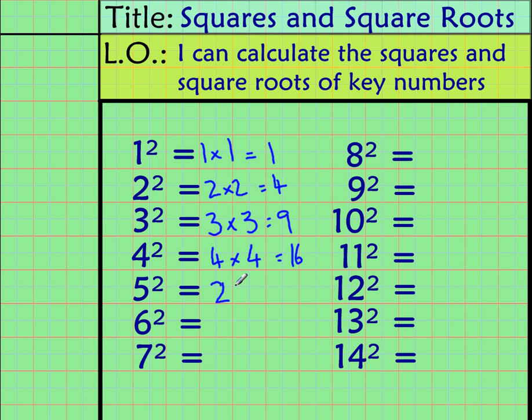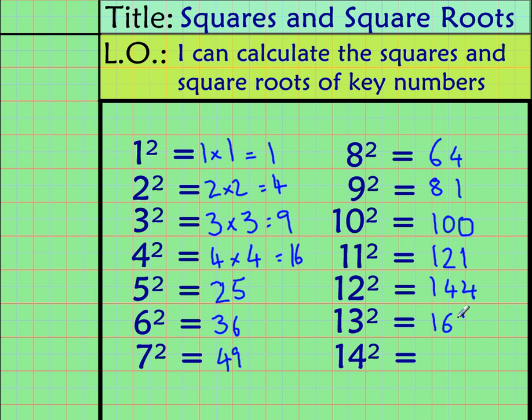We can carry on doing this. This one's going to be 25. We've looked at this one already. 6 times 6, 36. 7 times 7, 49, and so on. 8 times 8, 9 times 9, 10 times 10, 11 times 11. Testing our mental maths here. 12 times 12, 144. 13 times 13, 169. That's tricky. And 14 times 14. Who knows what 14 times 14 is? I can tell you. It's 196.